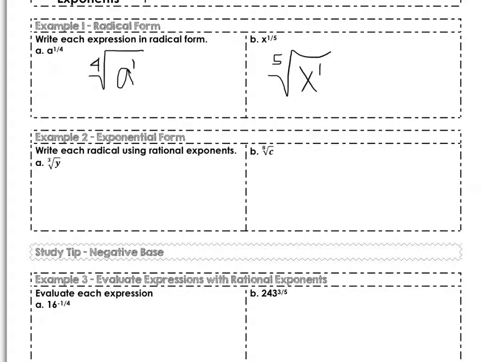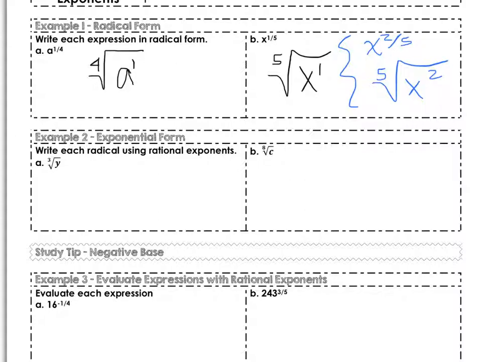Let me quickly throw one in here. If I were dealing with x to the 2/5 power, that would really just be the fifth root of x squared. Okay? Properties of radicals and exponents will really help you when it comes to simplifying expressions.